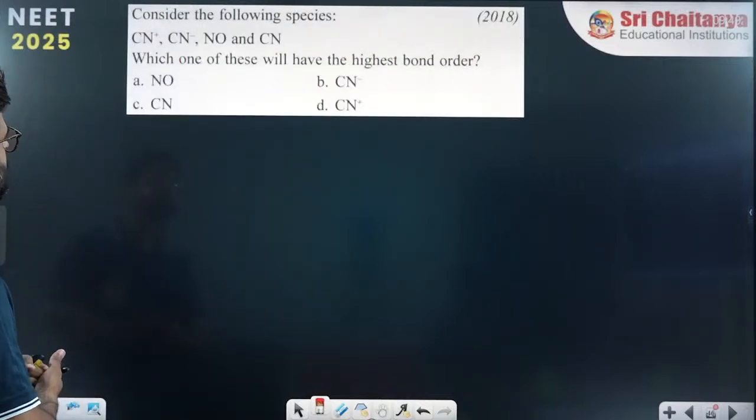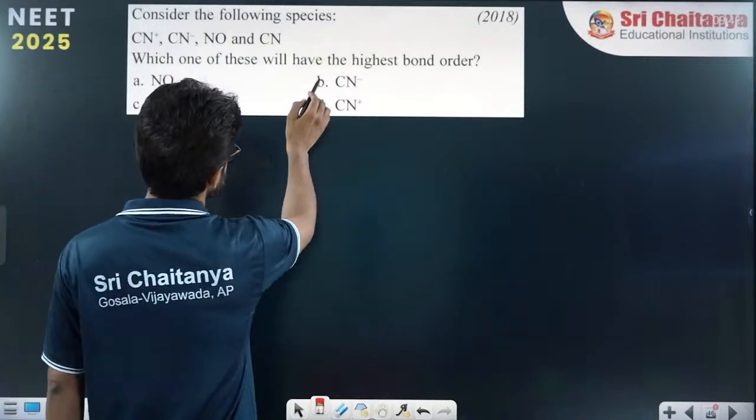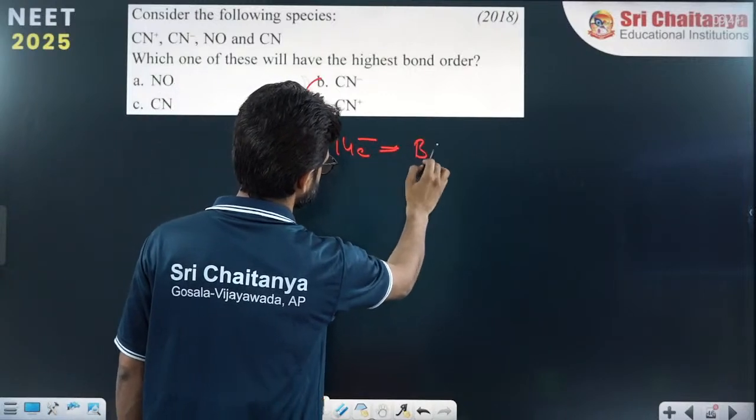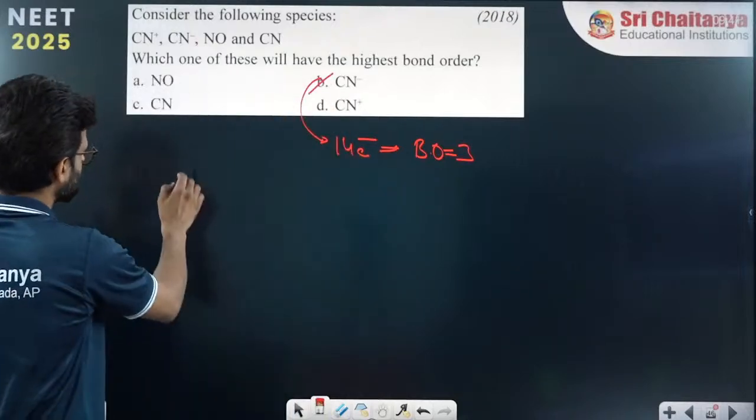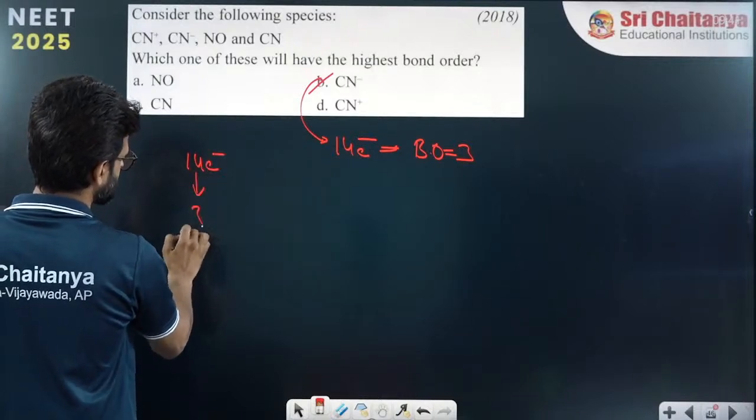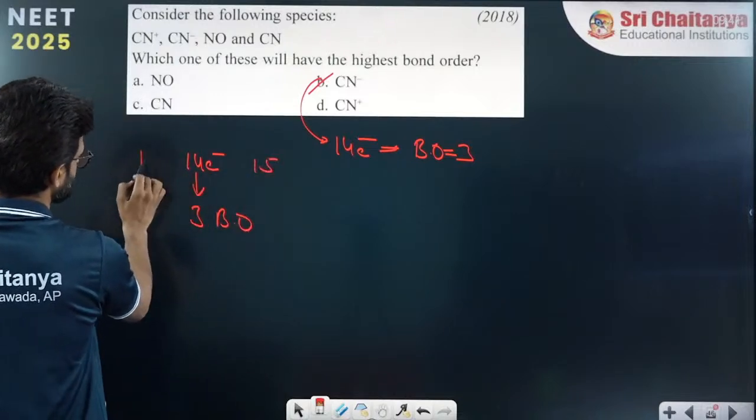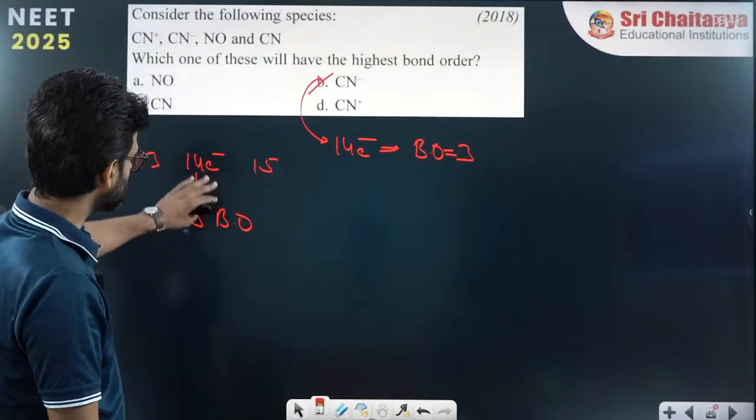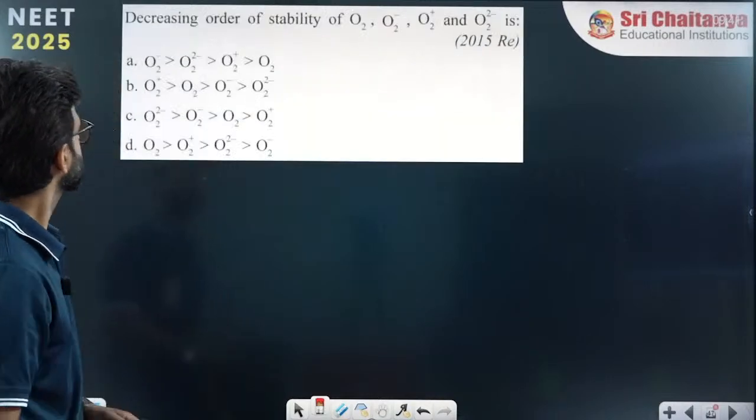Consider the following. Which among the following has the highest bond order? If you see, CN negative has 14 electrons and will have a bond order of 3, right? That's why it is the maximum here. By the MOT theory also, if some molecule has 14 electrons, it will have a bond order of 3. If you go further, 15 or 13, the bond order decreases by 0.5, 0.5, 0.5, right? So something having 14 electrons will have the maximum bond order, right? Okay, look at this.